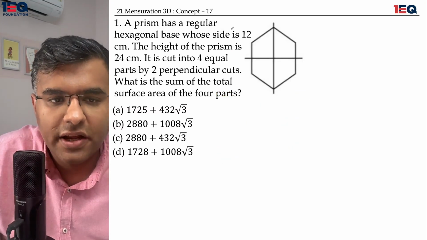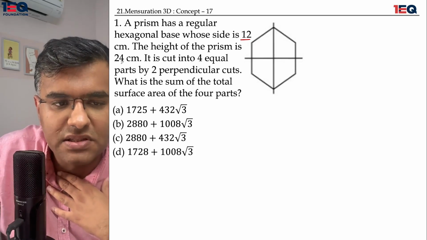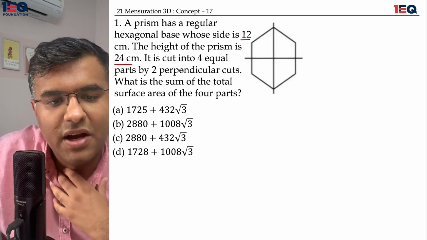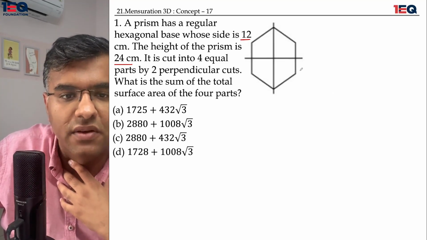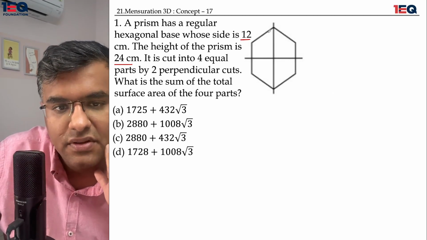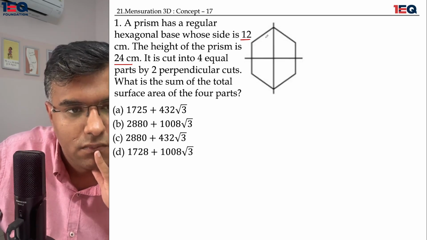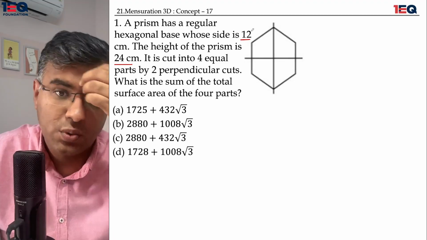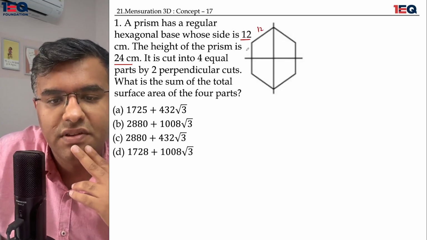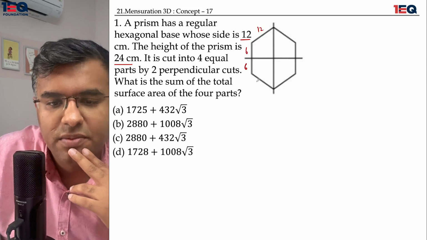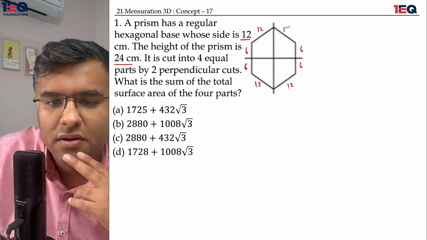A prism has a regular hexagonal base whose side is 12 centimeter. The height of the prism is this. It's cut into four equal parts by perpendicular cuts. What is the sum of the total surface area of the four parts? We have a hexagon here, and the height of the prism is 24. The base side is 12. If this is 12, this is going to be 6, this is going to be 6, this is going to be 12, this is going to be 12, another 6, another 6, and another 12.